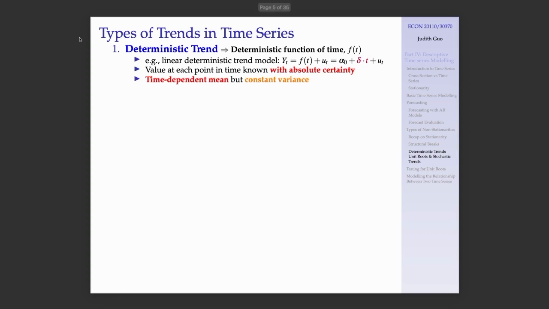But given the setup, we know that the time is changing over time. Okay, the t takes different values in time. Therefore, we'll have a time-dependent mean. But we'll have a constant variance because the deterministic trend is deterministic. There's no randomness in t.